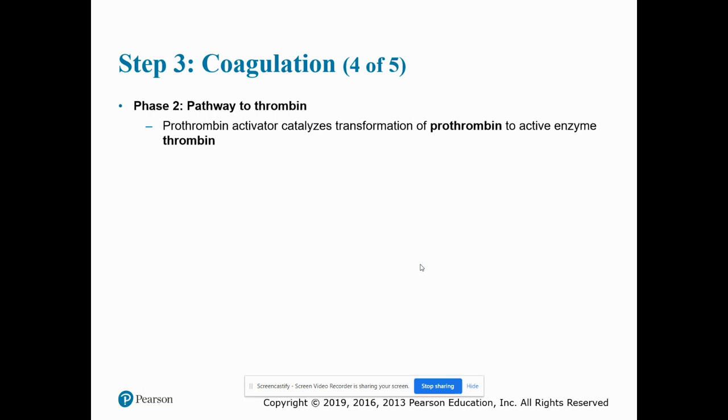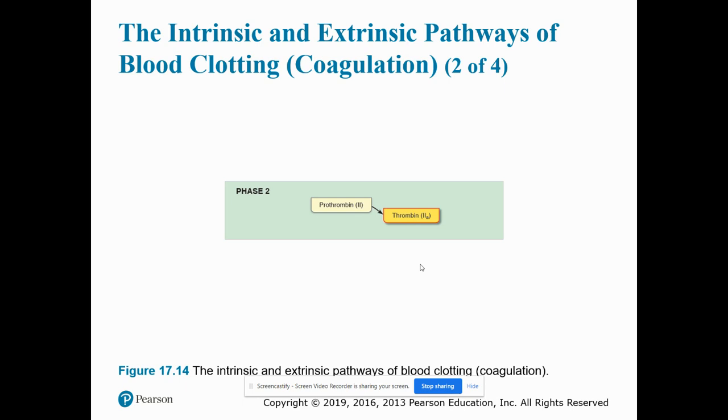All right, pathway to thrombin. So remember, we were trying to get your prothrombin activator for phase 1. So now we're in phase 2, and prothrombin activator is going to catalyze the transformation of prothrombin to active enzyme thrombin. That's it. That's phase 2. Pretty simple, right?